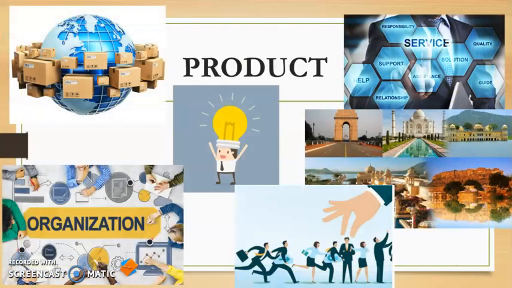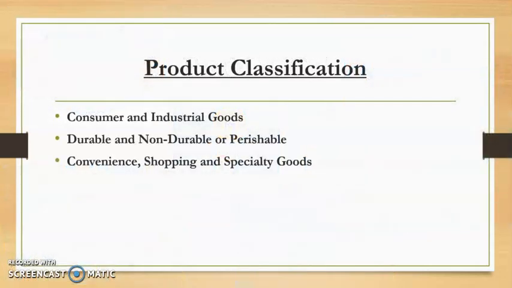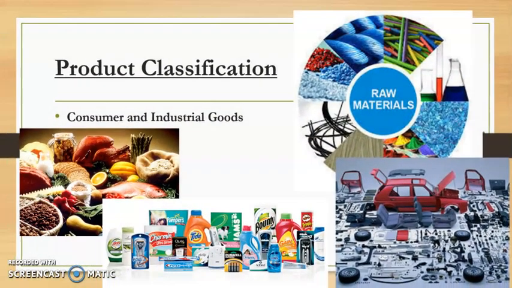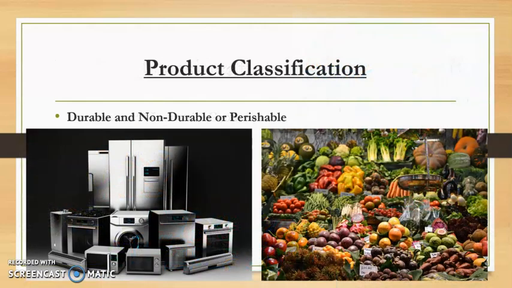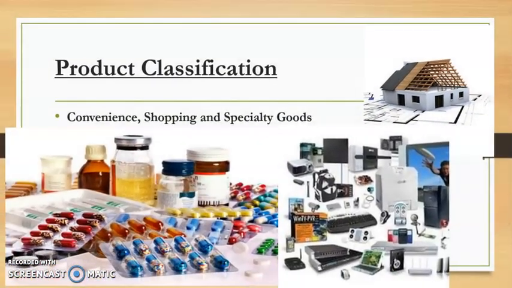Product could be ideas, goods, or services, it could be of an organization or place or person. It could be anything. Product can be of anything. It could be all kinds of satisfaction offered in the form of economic utilities to satisfy a group of customers. So we have seen different classifications. There is consumer and industrial goods, durable and non-durable goods, and convenience, shopping, and specialty goods.